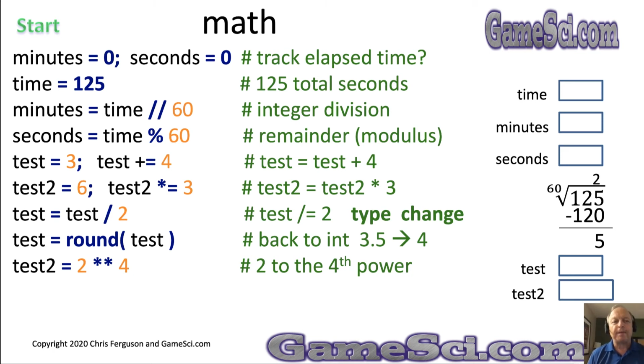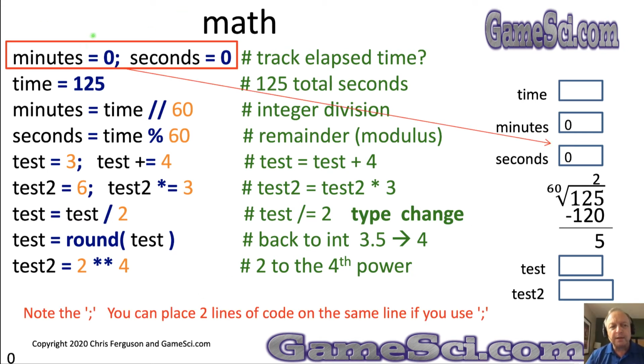Let's do some math on Python variables. One of the things we do most with numeric variables is change their values using mathematical equations or expressions. Let's set up a few variables here at the top. We'll set minutes equal to 0 and seconds equal to 0.